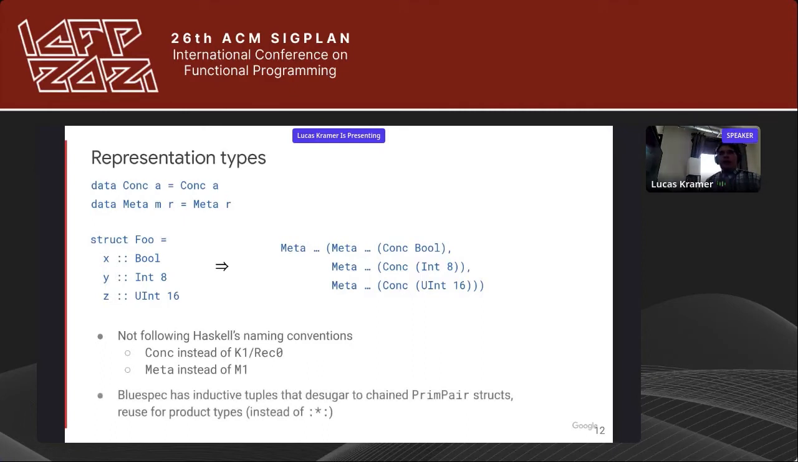Another really interesting thing is that Bluespec has inductive tuples. So we have basically a primitive pair struct that a tuple type desugars to. Instead of a custom colon star colon constructor for product types, we can just reuse tuples, and in terms of these primitive pairs we can write the instances in the same way.